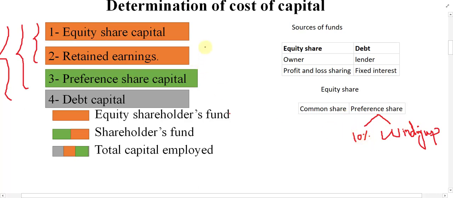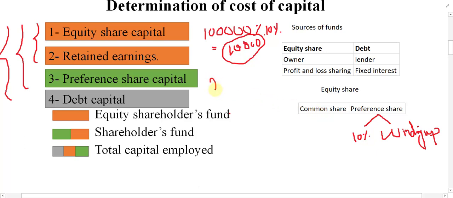Let me give a simple example. Let us say we have received 1 lakh capital from preference share, and of course this one has a 10% dividend. So out of 1 lakh, 10,000 should be paid as dividend. At the end of the year, if the business made profit, first of all, you have to pay 10,000 for the preference shareholders. If there is something remaining, then you pay common or equity shareholders.